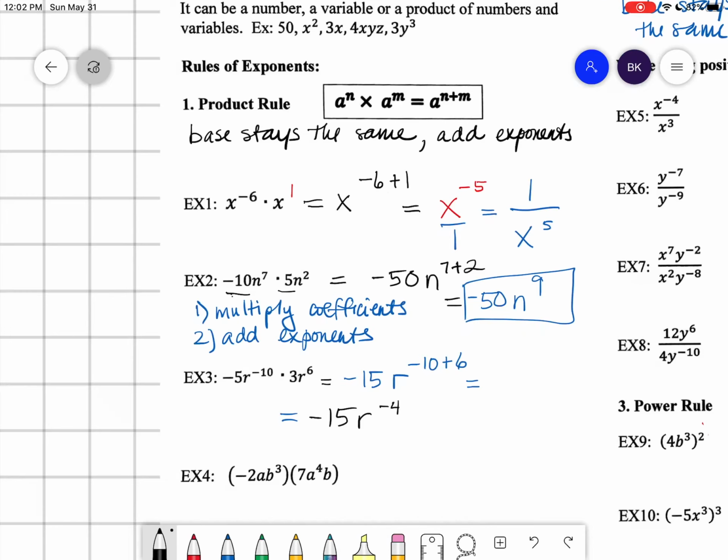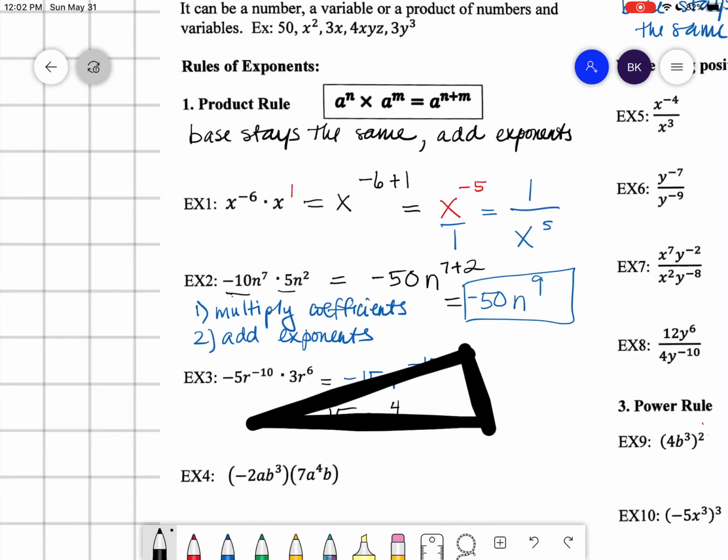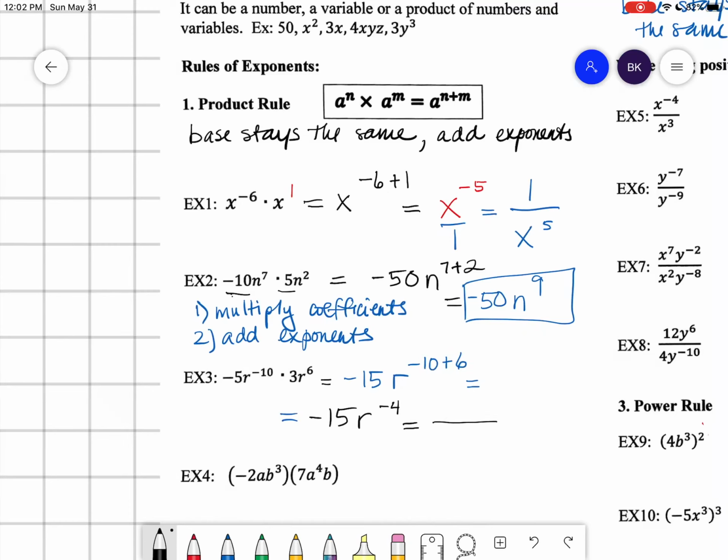And let's see, negative 15r, negative 10 plus 6 is negative 4. And my exponent is negative, so therefore I'm going to bring it to the bottom. I'm going to take a reciprocal again. Remember, fraction bar, what stays at the top? Negative 4 belongs to base r, so therefore negative 15 will stay at the top. And r to the negative 4th will go to the bottom and become a positive exponent. So it will be negative 15 over r to the 4th.